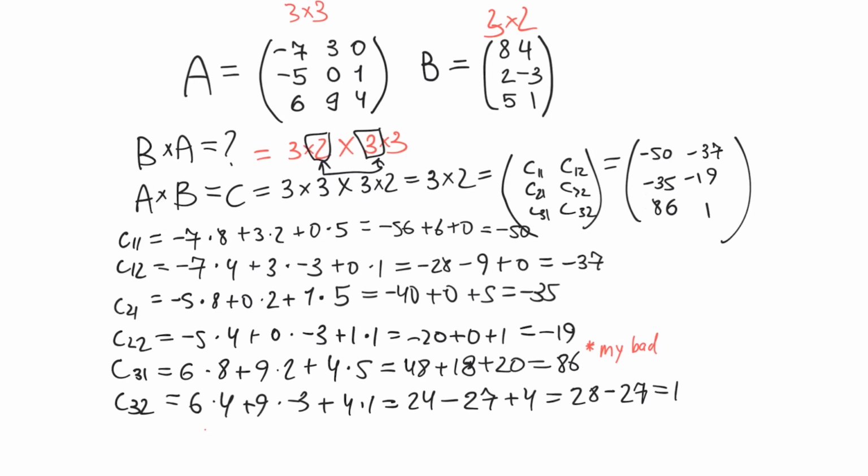So there you have it. This is the matrix C, or the matrix AB, after multiplication.